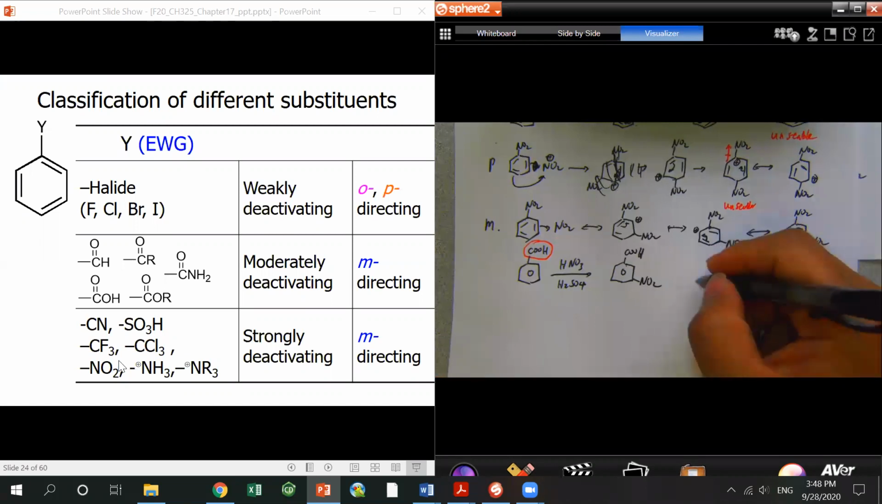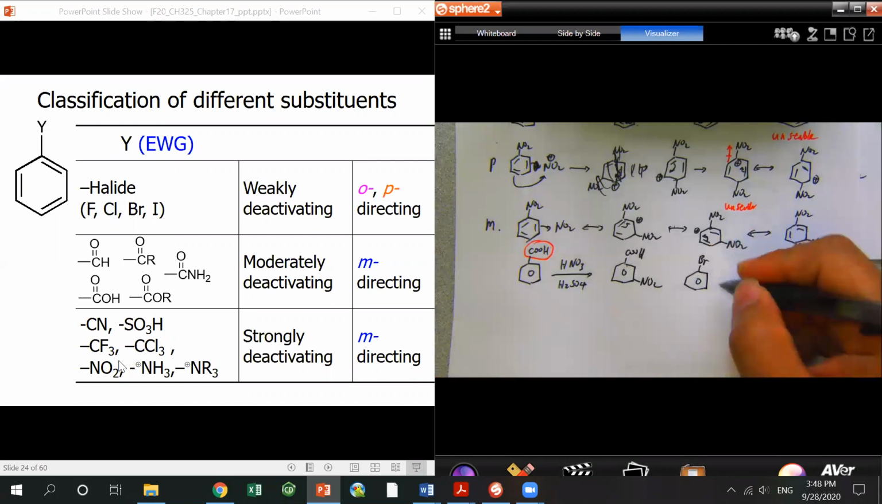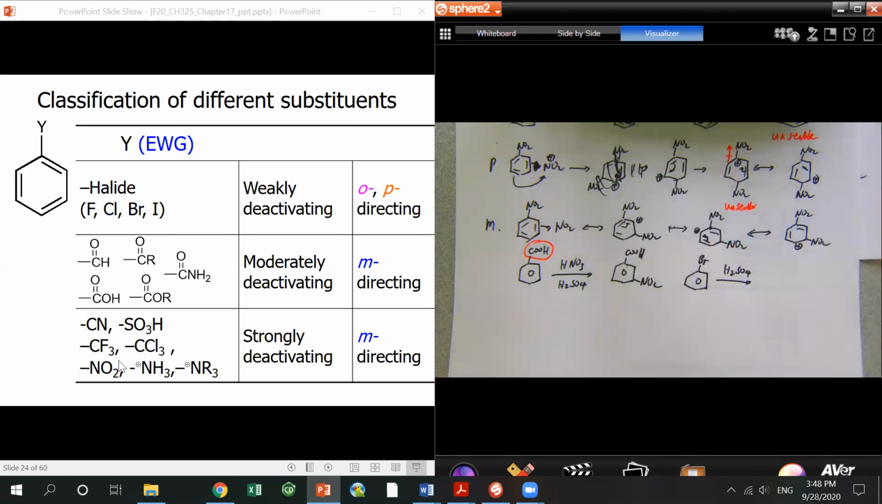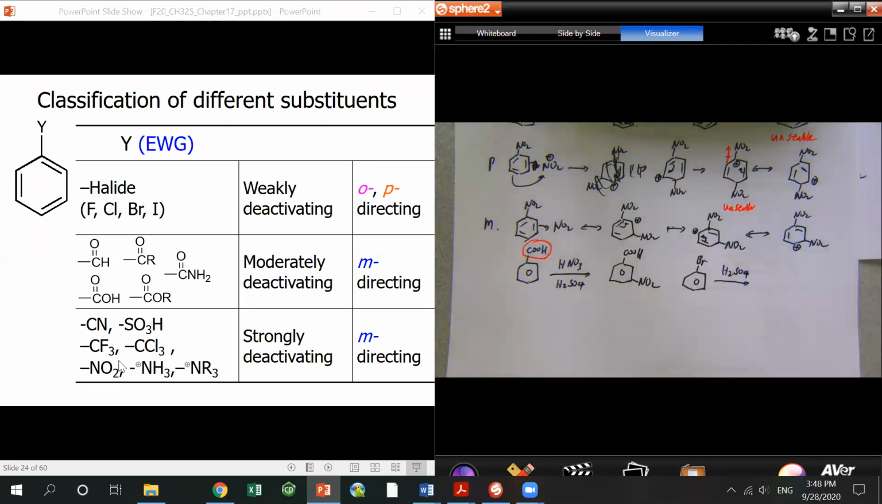Now you guys try this question. Sulfuric acid reacts with bromobenzene. So what's the product?